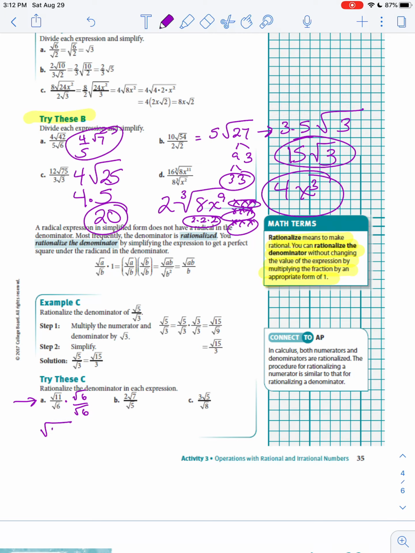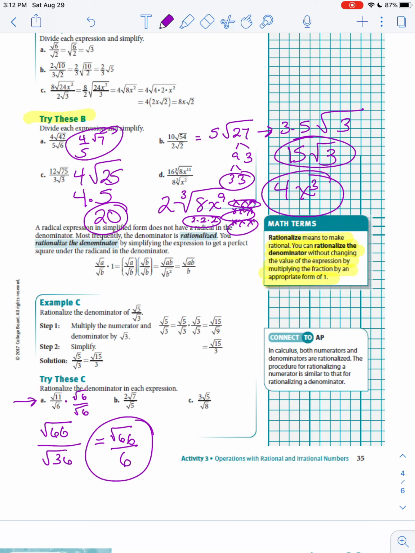So on the top, I get the square root of 11 times 6, or 66. But on the bottom, I get the square root of 36. Perfect square. So that breaks down to root 66 over 6. No radical on the bottom. We just rationalized the denominator. Okay, so that's what we want to be able to do.